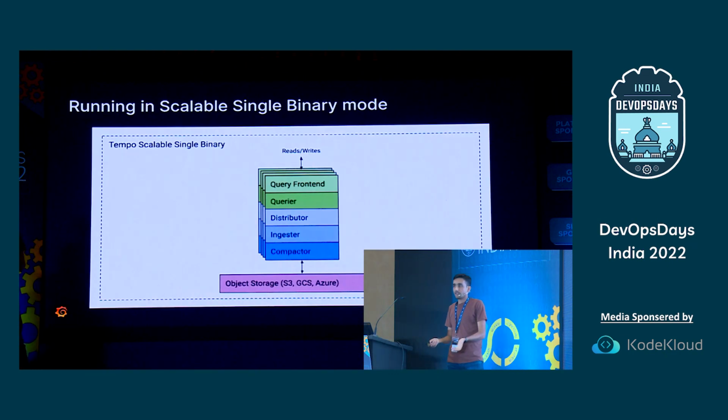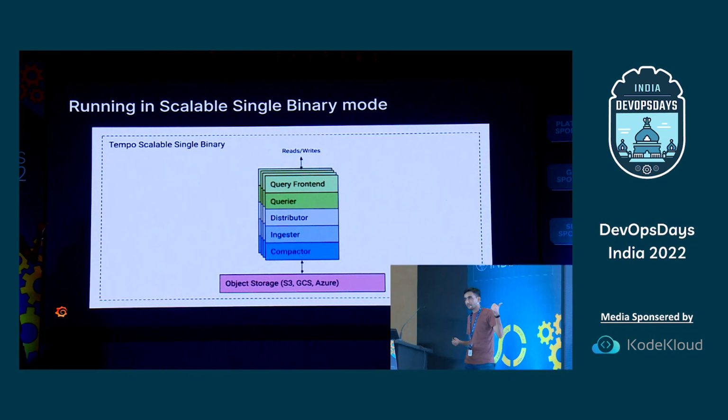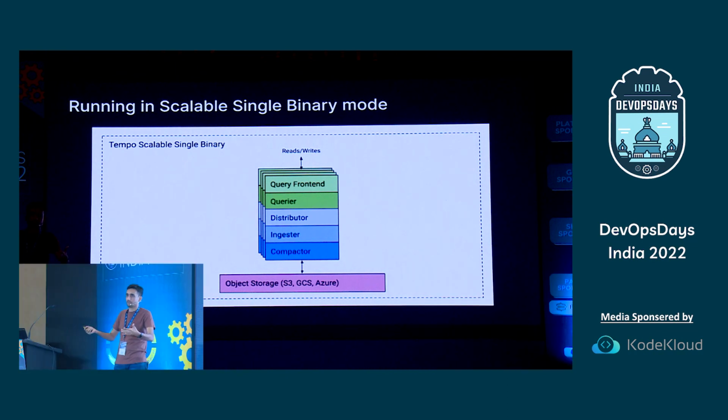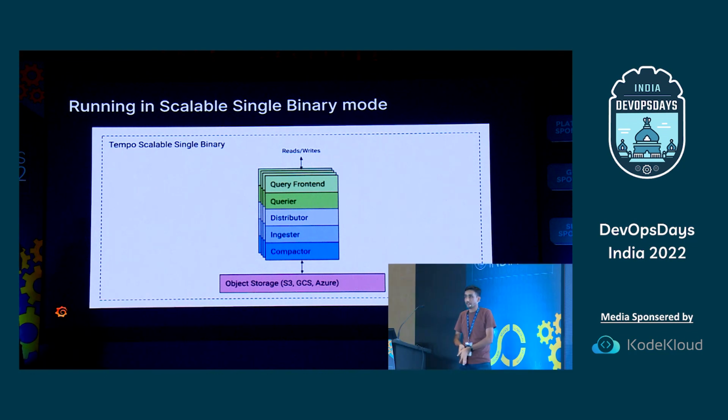So there are 2 ways to run Tempo. One is called scalable single binary. Tempo is a distributed system in itself, but not everybody needs that distributed system scale. If you have small trace volume and you want to do a POC with it, you don't want to spend time setting up a distributed system and figuring out how to configure it, how to tune it, and dealing with all the problems that come with running a distributed system.